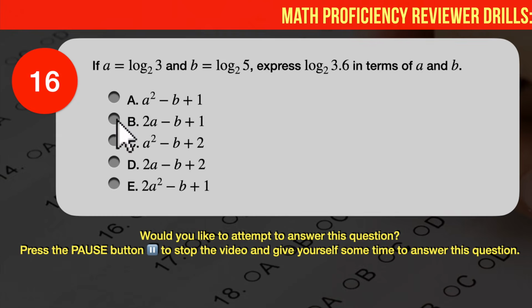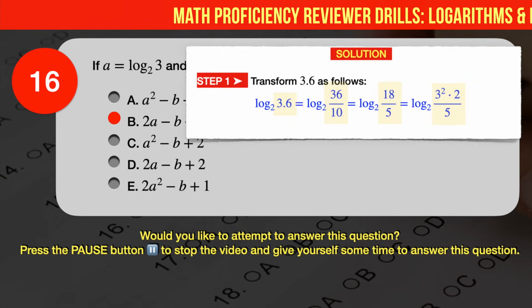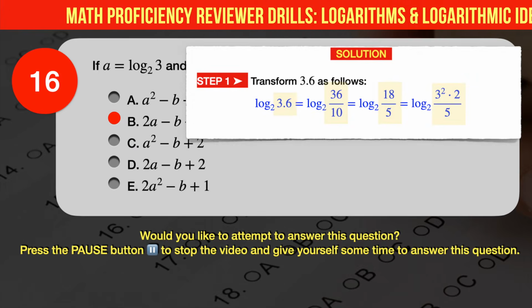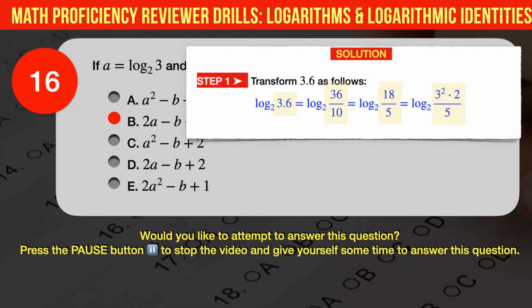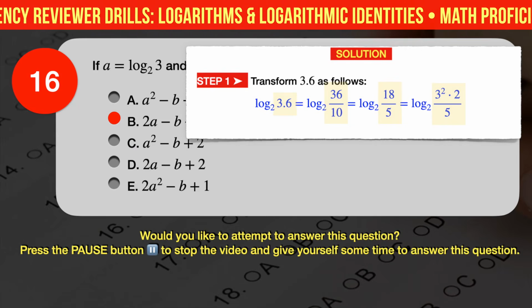The correct answer is B, 2a minus b plus 1. Step 1, express 3.6 as 36 over 10, and then as 18 over 5, and then express 18 as 3 squared times 2. Now we have a logarithmic expression involving both a product and a quotient.